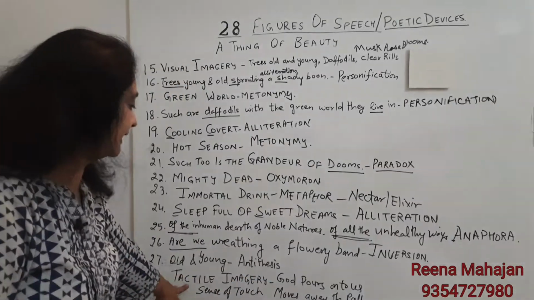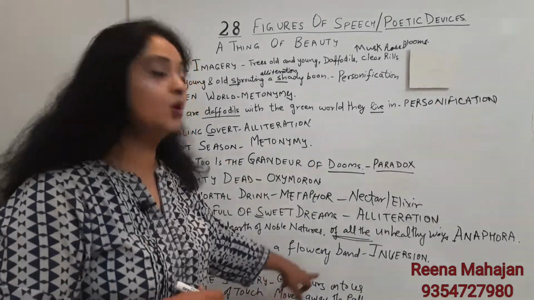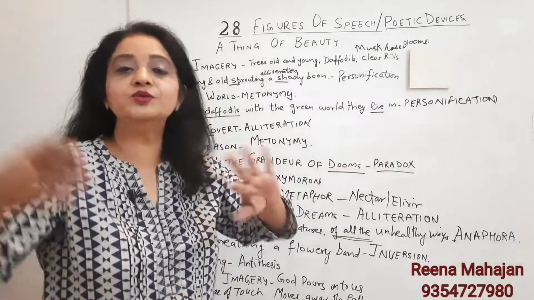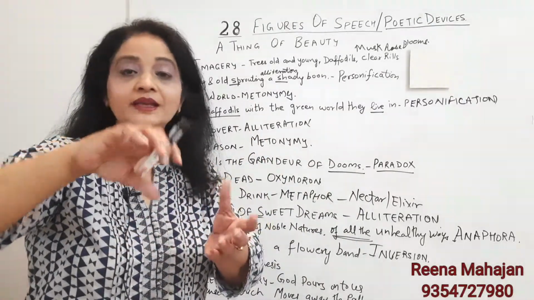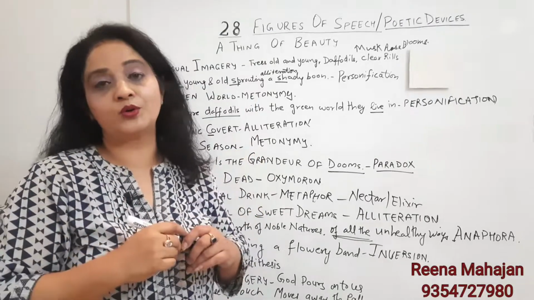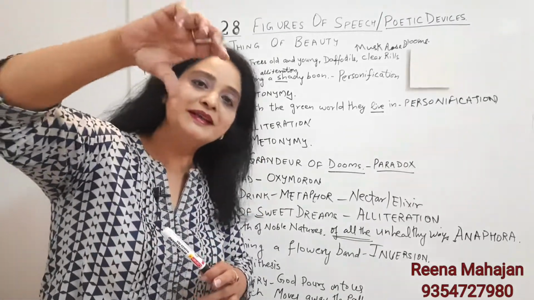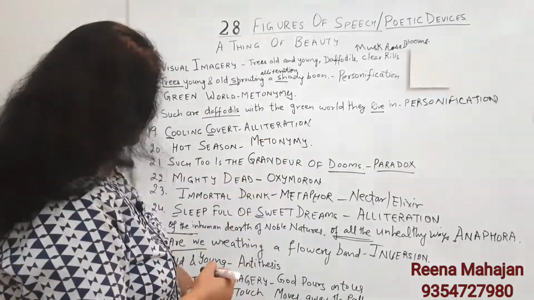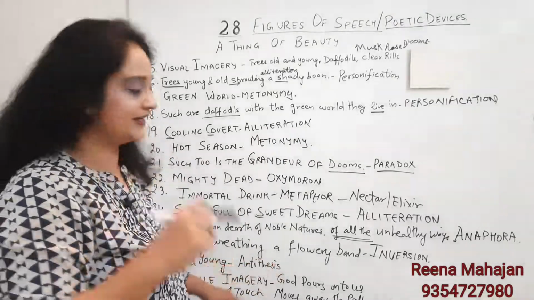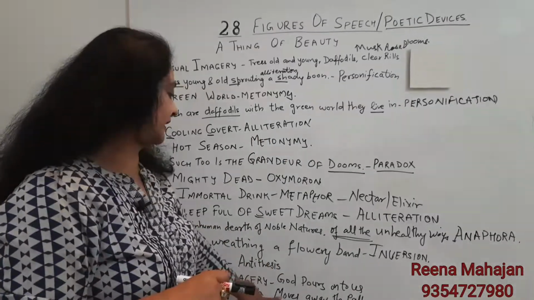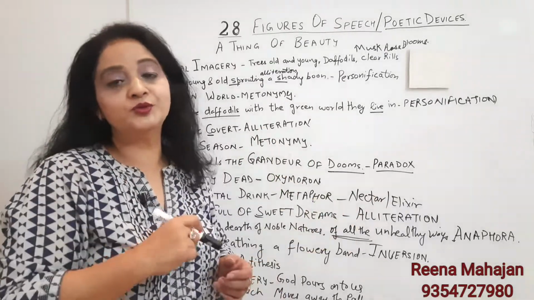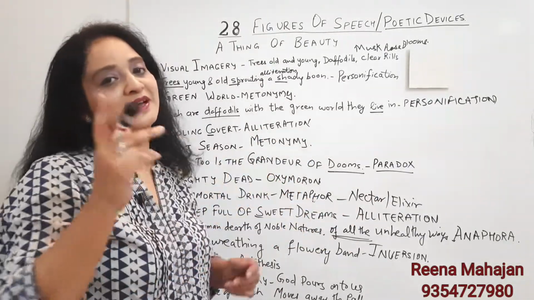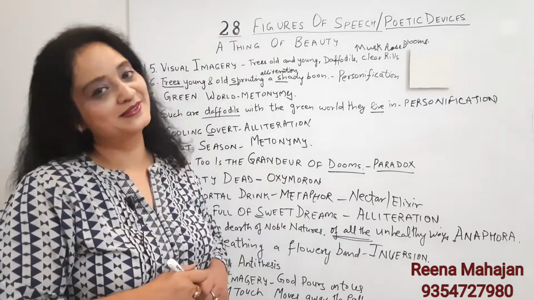Here, tactile imagery in the words, God pours unto us. A thing of beauty is a nectar, a heavenly drink that the God is pouring upon us. So God is pouring upon us, which means tactile imagery, touch is related. Again, sense of touch is used in moves away the pall. A thing of beauty moves away the pall from our dark spirits, right?